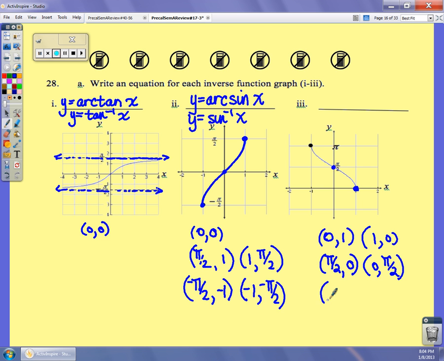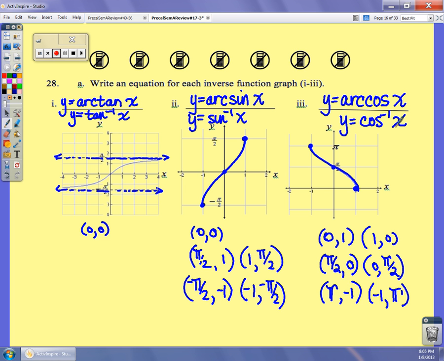And last, cosine of pi is equal to negative 1. Therefore, we should see negative 1, pi on this graph after we switch the x and the y values. And we do. If we connect those, we get this graph, which is the arc cosine of x, or cosine inverse of x.